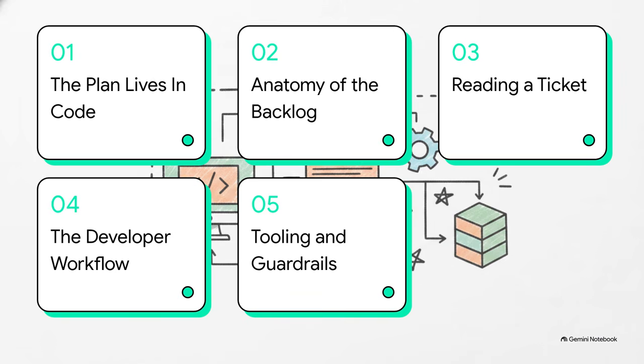Okay, here's our structured roadmap for this explainer. We've got Section 1, the plan lives in code. 2, anatomy of the backlog. 3, reading a SharpBrain ticket. 4, the developer workflow. And finally, 5, tooling and guardrails. Let's get right into it.